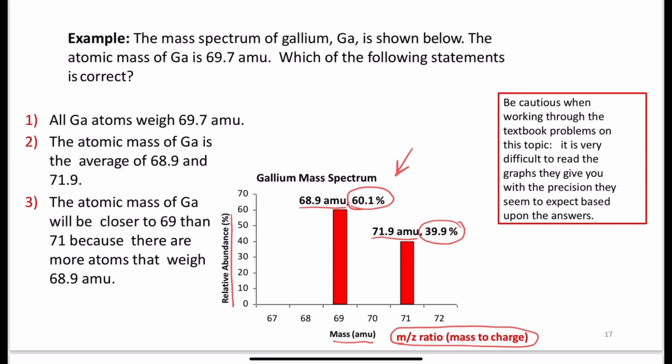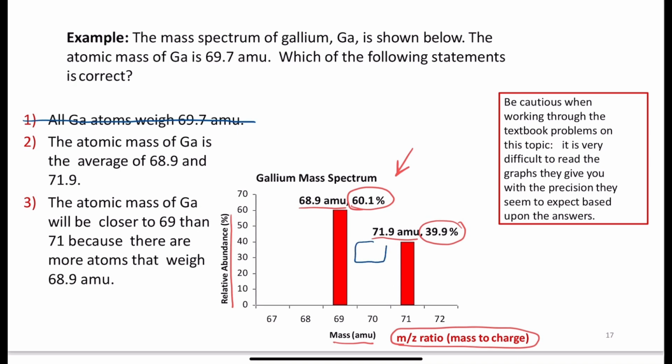So let's look at the options here for questions. Number 1, all gallium atoms weigh 69.7 AMU. Absolutely not correct. In fact, we don't have anything here at 69.7. There are no particles that weigh this, or no gallium atoms weigh this. My atomic mass of gallium is 69.7, yes, but none of them actually weigh this.